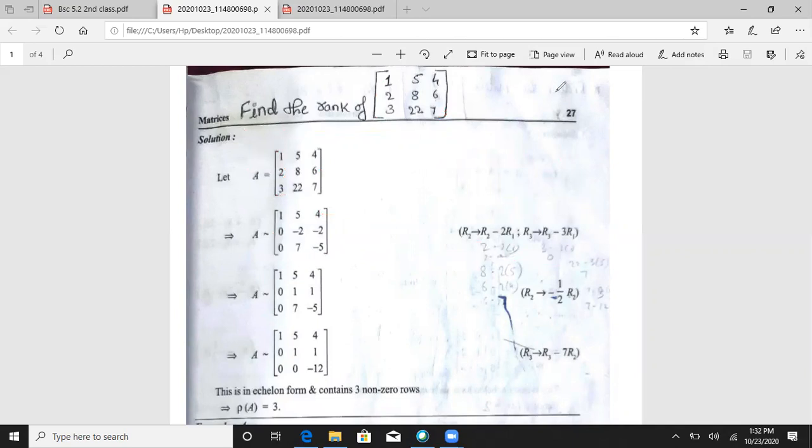Okay. Next operation, that is R2 equal to 1 by minus 2, that is 1 by 2 of R2. We see here, this is minus 2 and minus 2 is there. That's why we only operate on R2. R2 equal to minus 1 by 2. Okay, minus 1 by 2 means that is plus 2 and this 2 is cancelled.